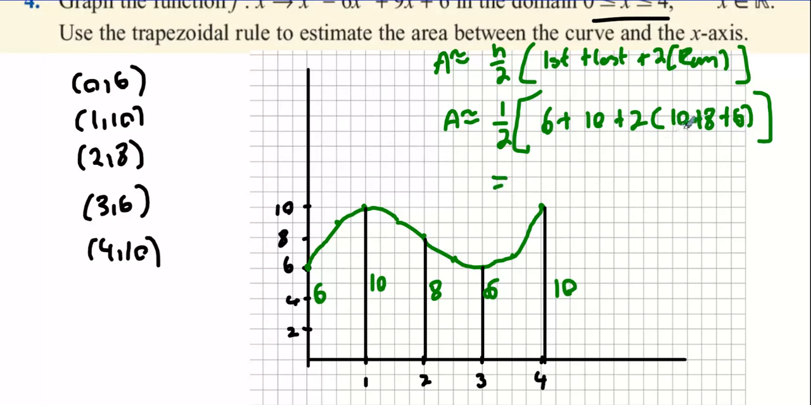So that's going to be 24. 2 times 24 is 48. 48 plus 10 is 58. 58 plus 6 is 64, so it's going to be a half of 64, which should get me 32 units squared. Or sorry, 34 square units even, or 34 units squared. Okay, it's all good. Okay guys, that's questions 1 and 4.